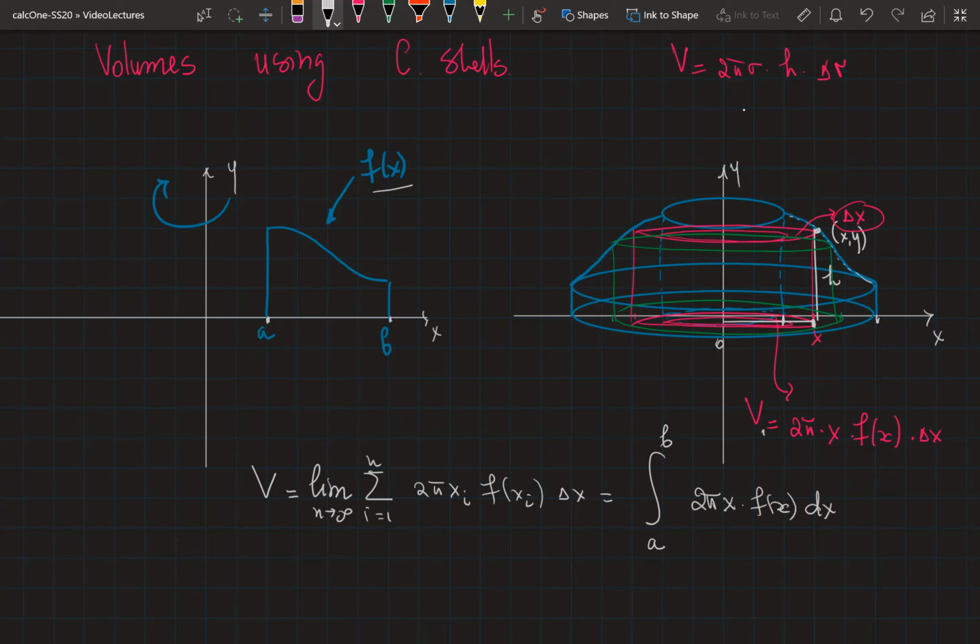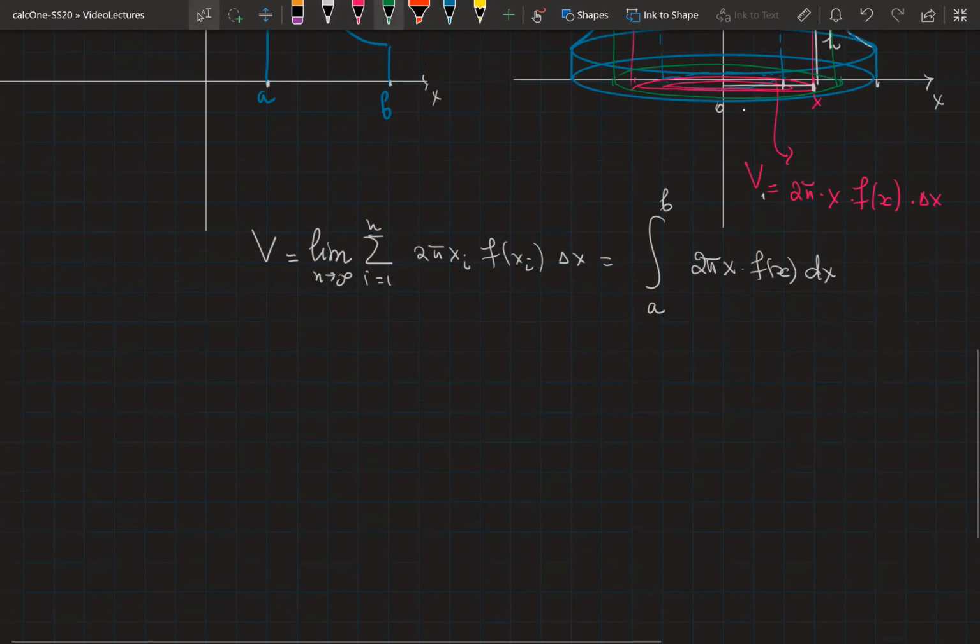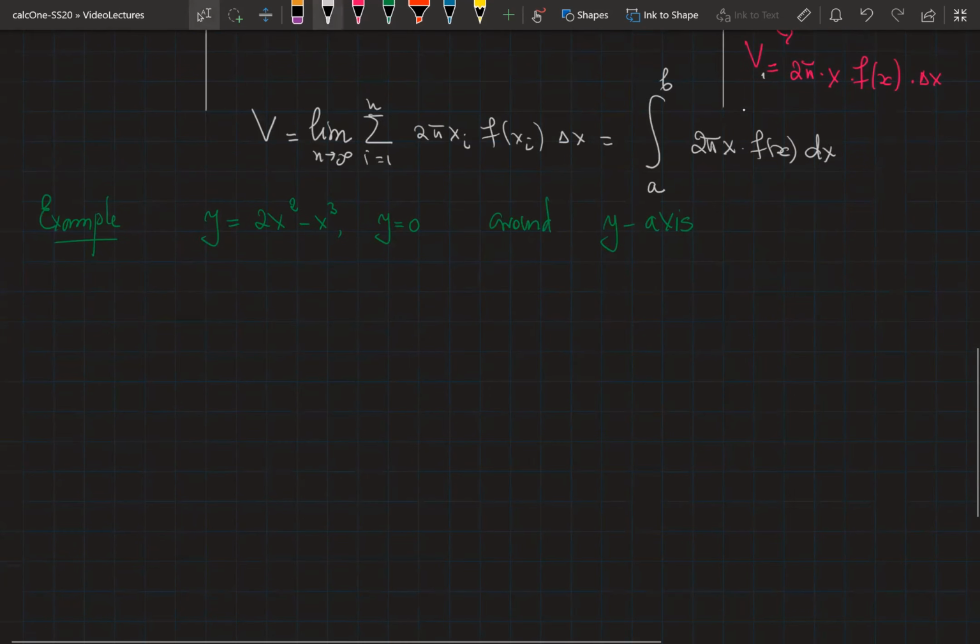So let's do an example. Let's say we're given a function y equals 2x squared minus x cubed, and also y equals the 0 line. We have to rotate this curve around the y-axis, and then we have to find its volume. So let's try to do this.